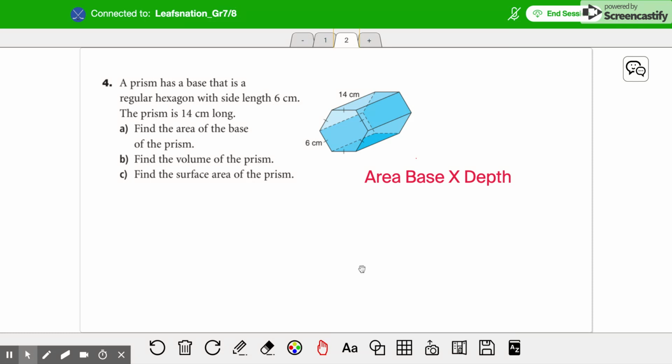Now I had 93.5. When I calculated it accurately, I got 93.5 times 14, which is 1309. What does your textbook say? It says 1309.